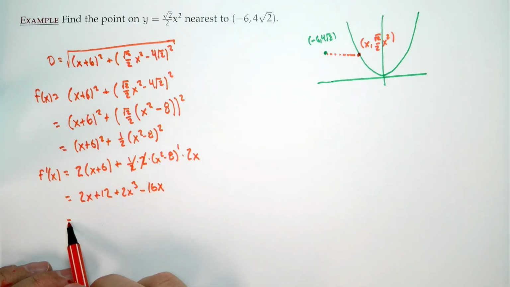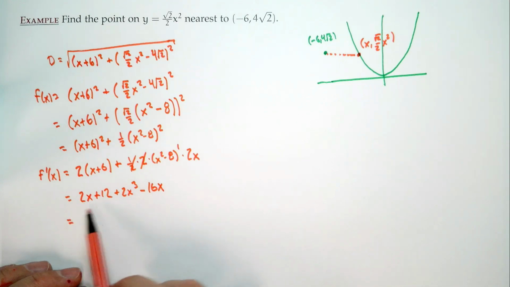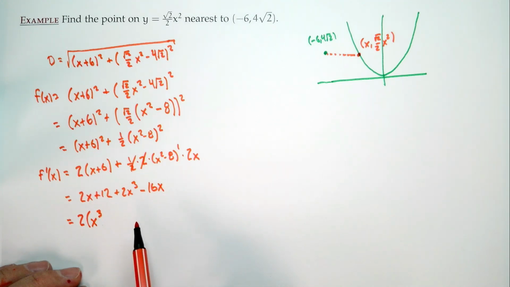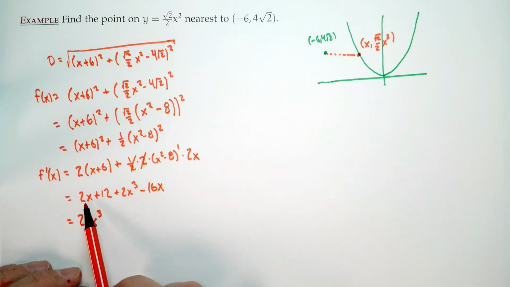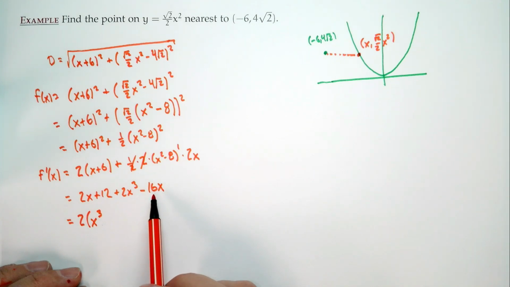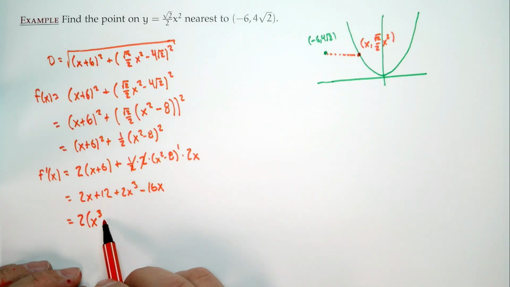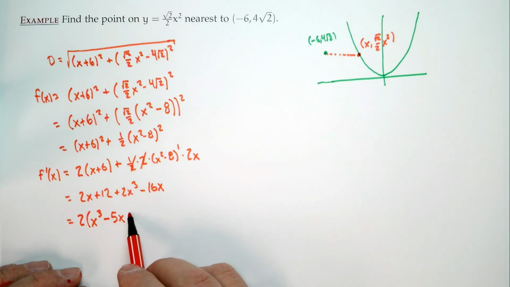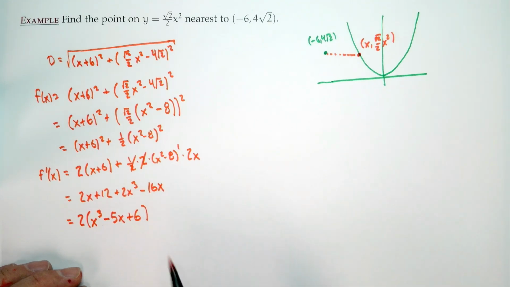Well, let's see if we can look at this for a second here. Everything has a 2, so I might as well factor the 2 out. Then we get x cubed. And now what else do we have? There's no x squared terms, that's nice. The x terms, we had 2x minus 16x, which would be minus 10x. And so we pulled out a 2, which leaves us with 5x. And then, of course, we have plus 12, which makes us plus 6.